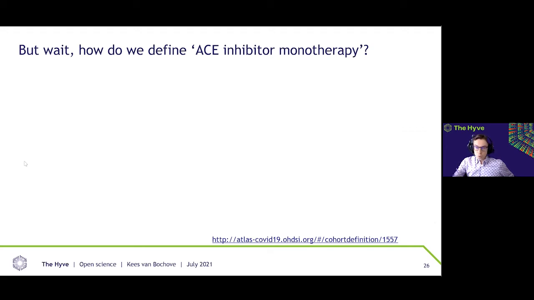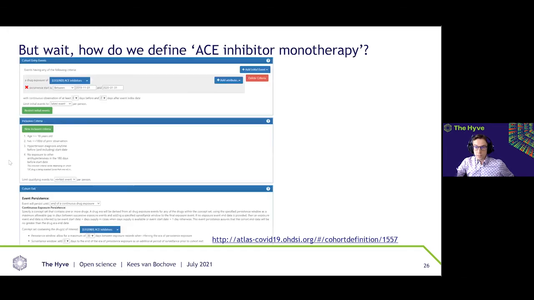However, there's more to OHDSI and OMOP than just the statistical methods choice, because a very important other aspect is the definition of cohorts or phenotypes. And we have the Atlas application that we can use if you have data in OMOP. And it's interesting to look at the cohort definitions that we used in this study. So we looked at drug exposures of, for instance, ACE inhibitors would be one, an ACE inhibitor monotherapy.